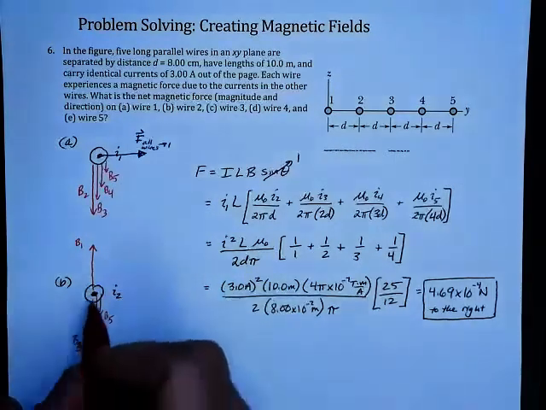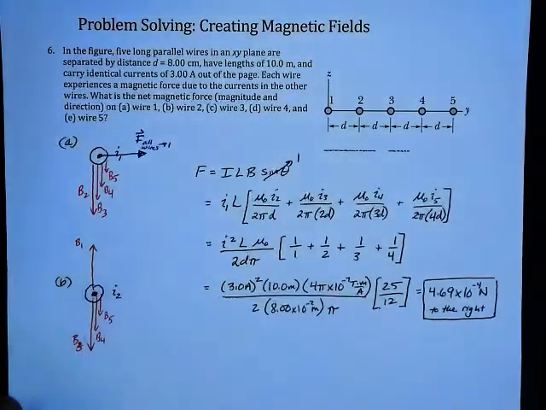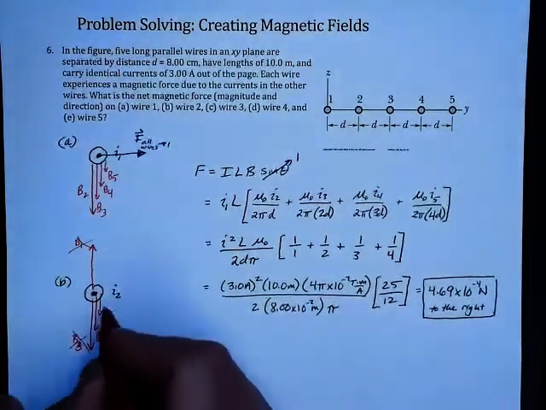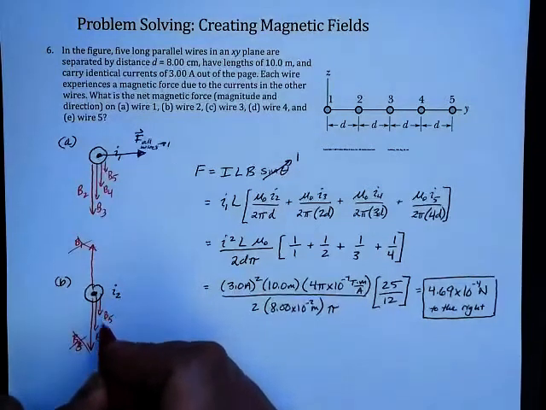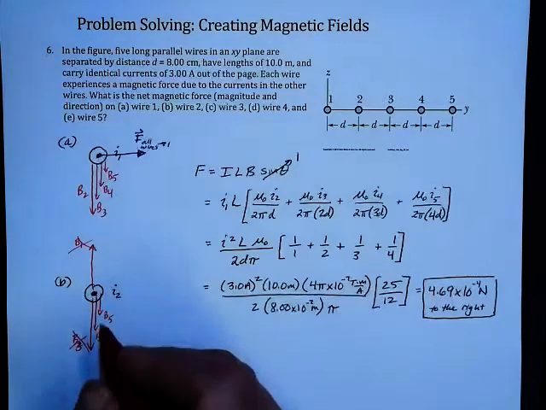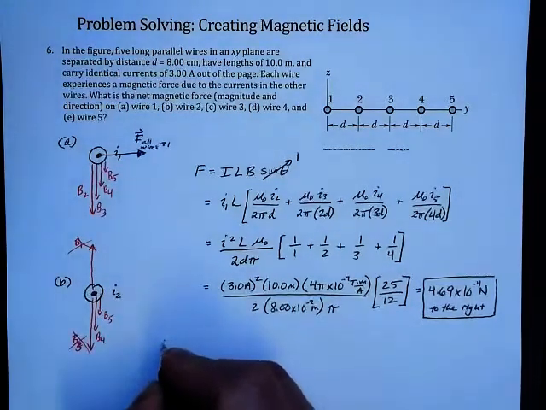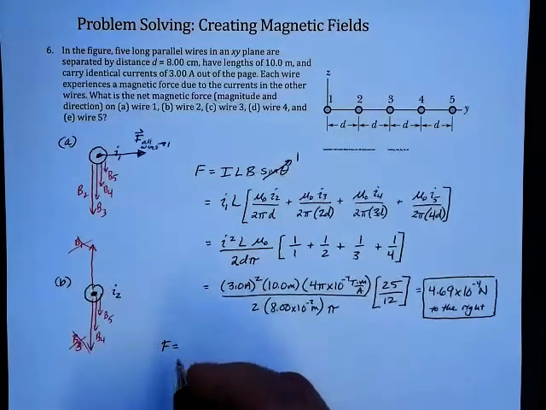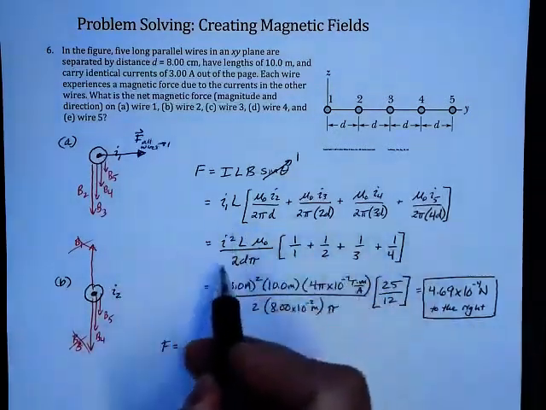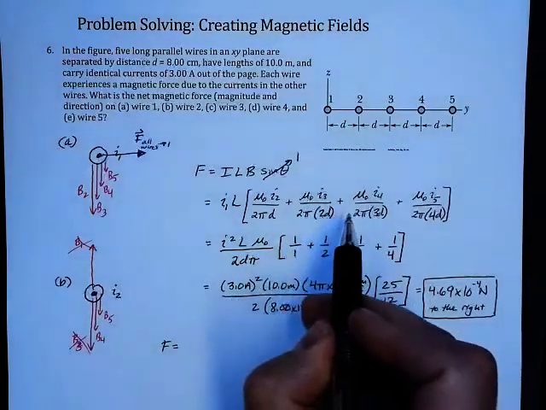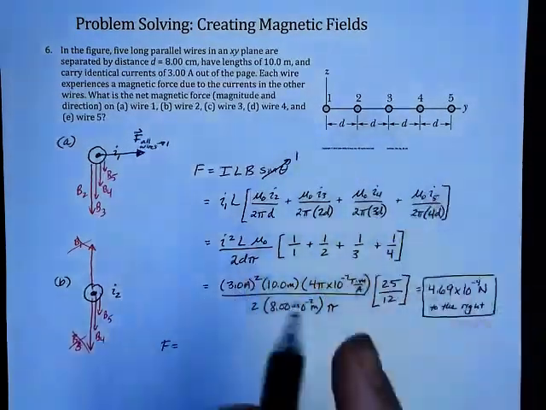But notice that 3 and 1 are equal in magnitude and opposite in direction. So they essentially cancel out of the overall picture, and the net magnetic field is due only to wire 4, which is a distance 2d away, and wire 5, which is a distance 3d away. So the force expression is pretty similar. I'm going to end up with an expression like this, except I'm only going to have something 2d away and something 3d away in my expression.